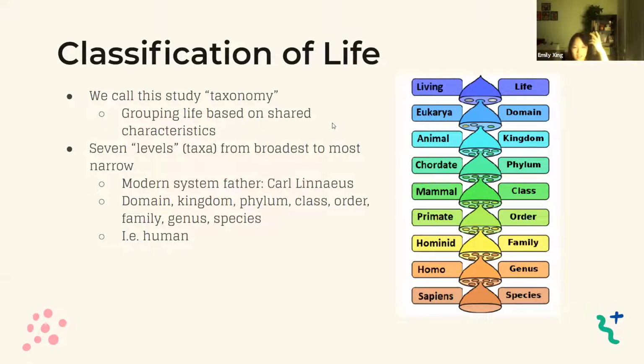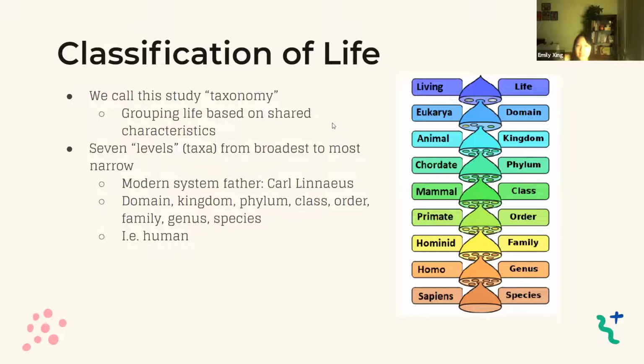So in general, we classify life on 7 levels, and each of these levels or groups is called a taxon. The father of this modern classification system is Charles Linnaeus. I think that's how you pronounce it. He discovered a lot of famous organisms and fossils, organisms that are studied a lot, and he classified a lot of them using his system.